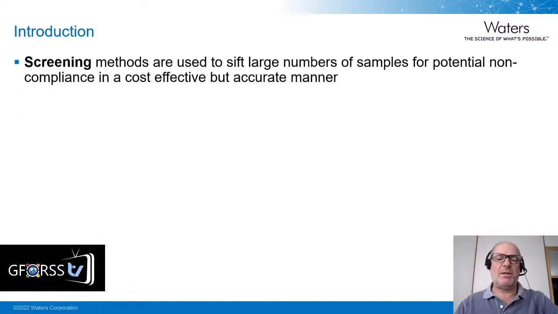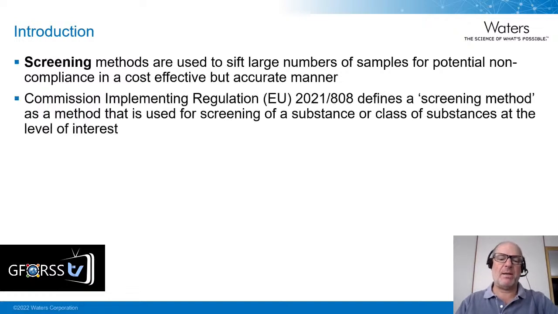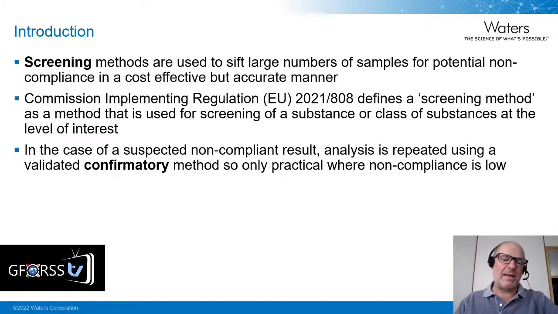Screening methods are designed and used to sift large numbers of samples for potential non-compliance in a cost-effective but accurate manner. Commission Implementing Regulation 2021/808 defines a screening method as a method that is used for screening of a substance or class of substances at the level of interest. In the case of a suspect non-compliant result, analysis is repeated using a validated confirmatory method.